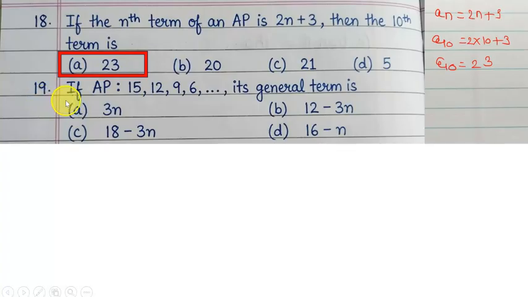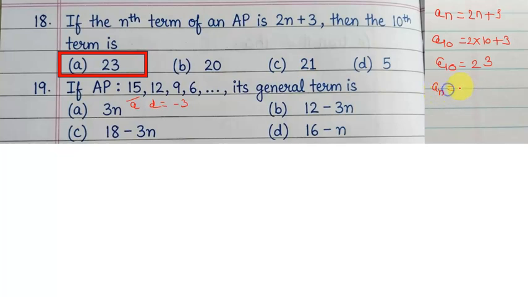Next question, if the AP is 15, 12, 9, 6, then the general term is, means what we want to find out, an. Now here the first term, that is a, is equal to 15. What about the d? 12 minus 15, d is equal to minus 3. We want to find out the general term.